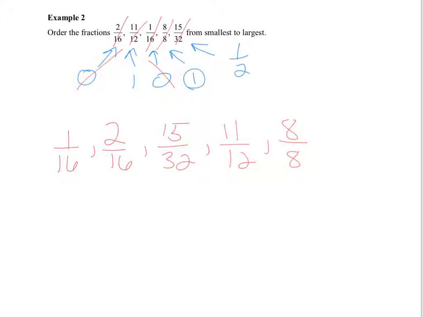So again, the key with this one is when you have two that are both close to 0, you go back to your old rules and remember when you have the same denominator, the one with the larger number on top, or the larger numerator, is the larger fraction.